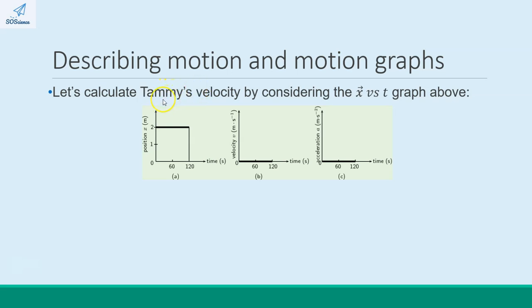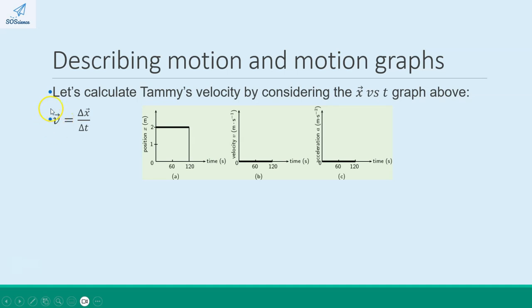Now, let's calculate Tammy's velocity by considering the gradient of an x versus t graph. We can see that here the gradient is 0. It's a flat line, which is why if we had to calculate velocity, we would find that the velocity is 0, which then translates correctly to this graph. Let's take a look. So we don't say m equals delta y over delta x in science, because remember that science is an applied maths.